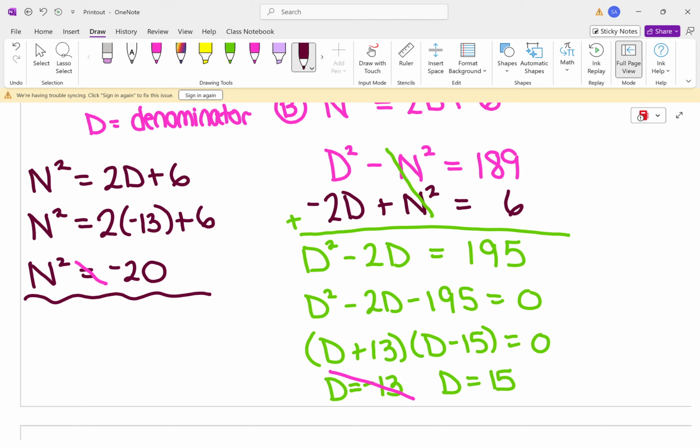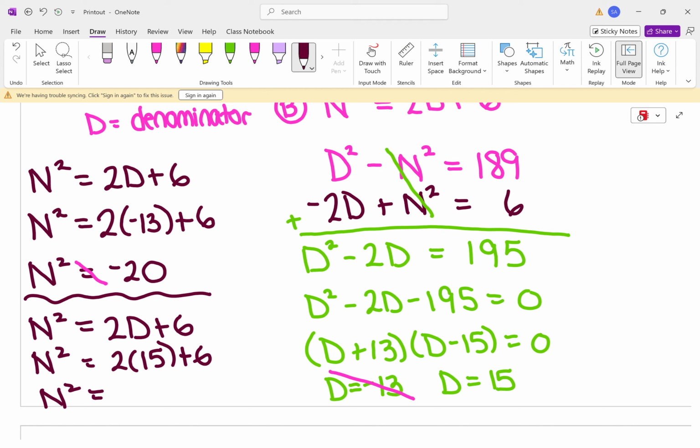So now let's go and sub in the 15. So n squared is equal to 2d plus 6. So n squared is equal to 2 times 15 plus 6. N squared is equal to 36. So n is equal to? Good, plus minus 6.